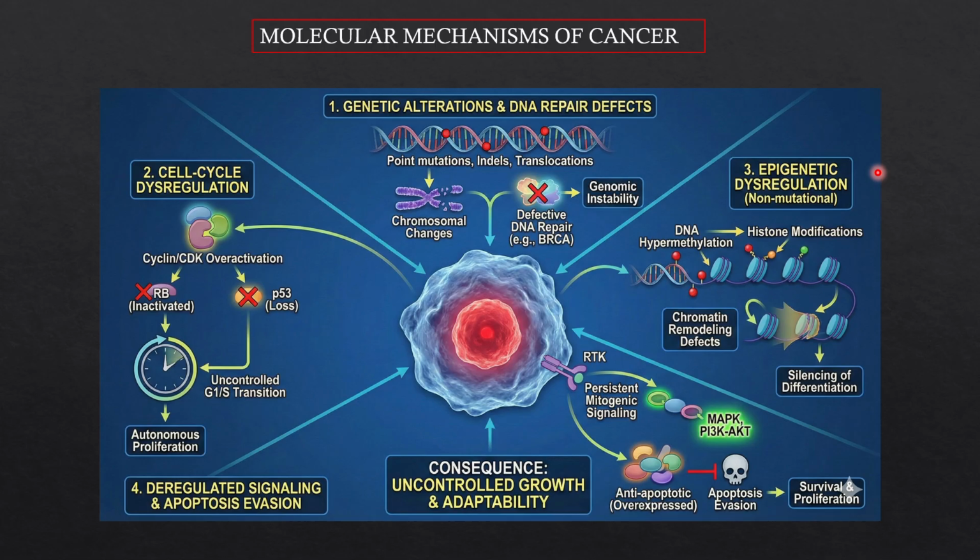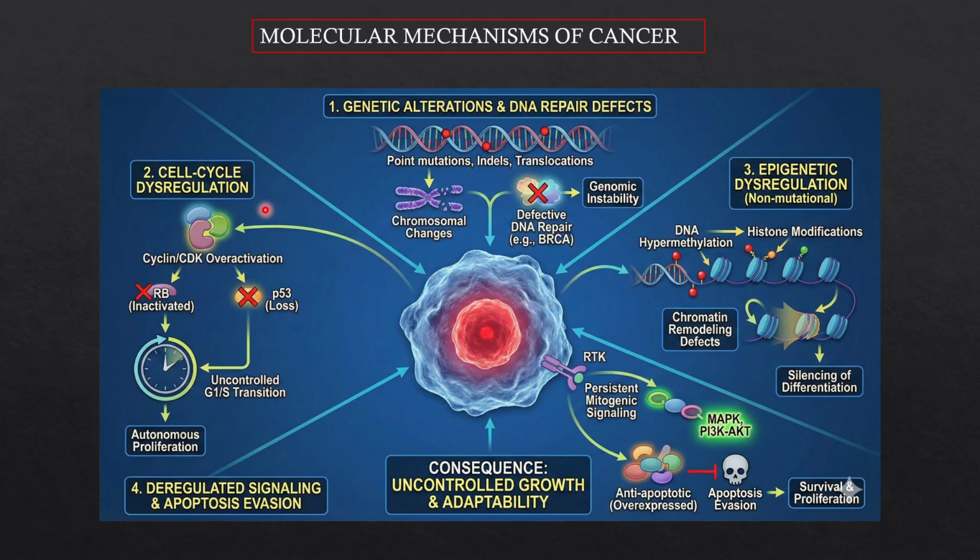So the molecular mechanisms of cancer are that there are certain genetic alterations and DNA repair defects, and as a result, point mutations, indels, and translocations may occur, which basically follow chromosomal changes, and there is a defect in the DNA repair machinery. This gives rise to genomic instability.